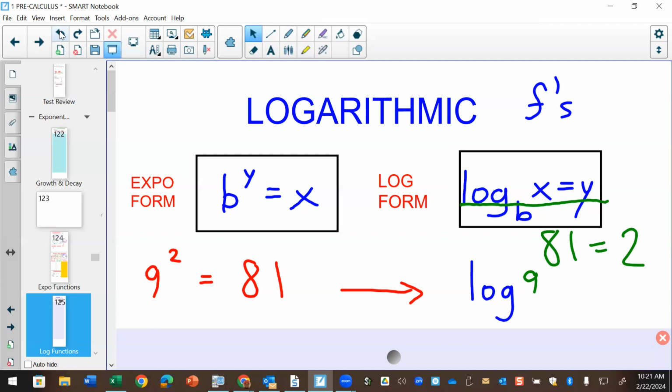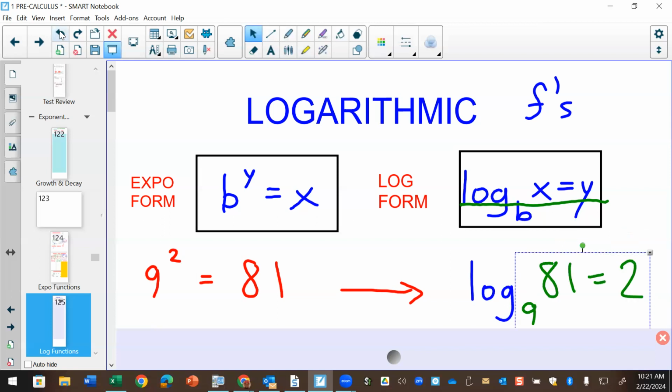So it needs to physically look like this. If you're doing this on lined paper, all 3 of those things and the equal need to be on the same line. 9 needs to be below. Got it? Okay, now, how do you know you did it right?